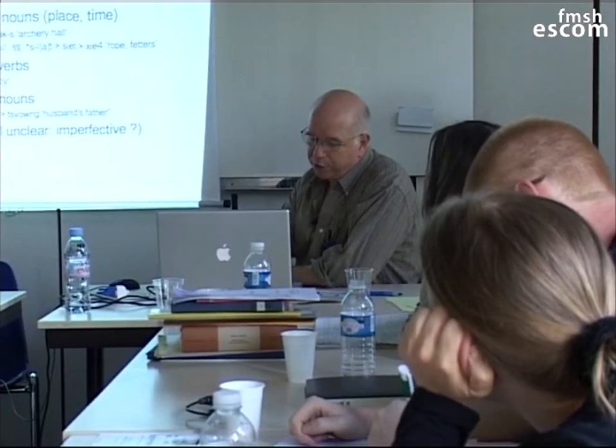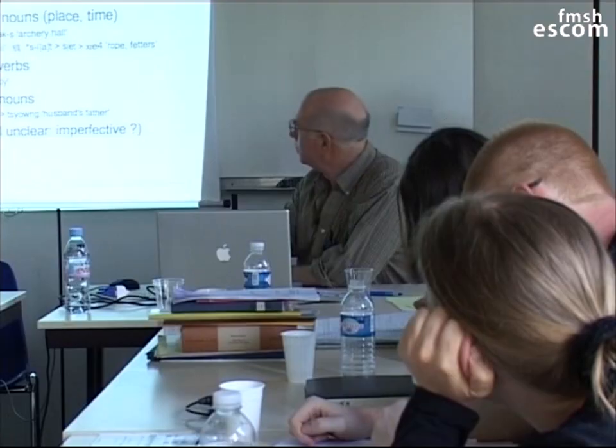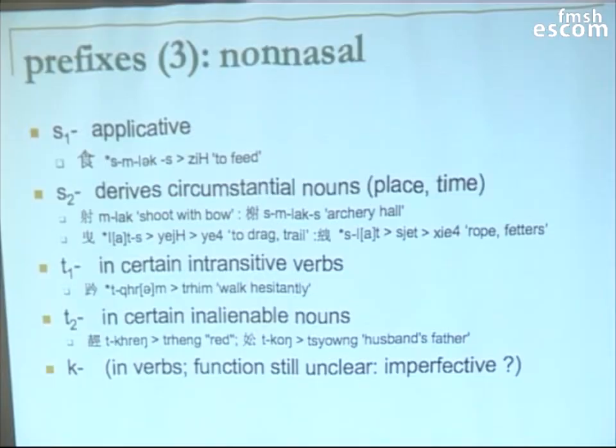And finally, we have a K prefix in verbs, whose function is still unclear. It may be some kind of imperfective, and this is an example. There is a root riu, which means to twist, and you have it in an adjective meaning down curving. It's in a line of the Shijing, Nan You Jiu Mu.